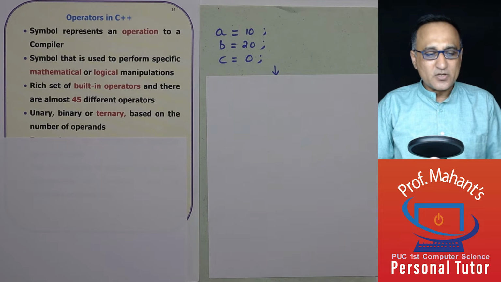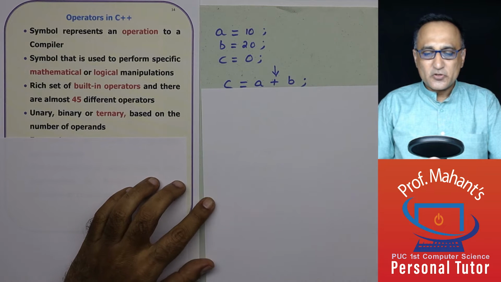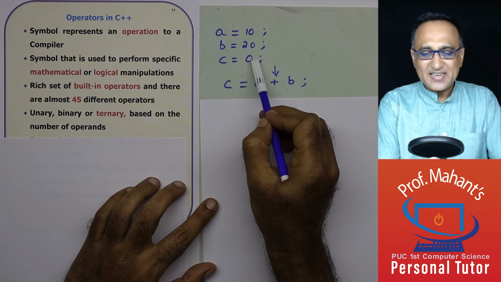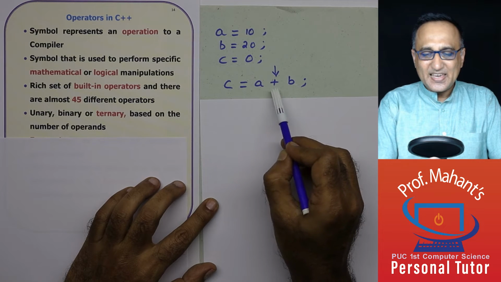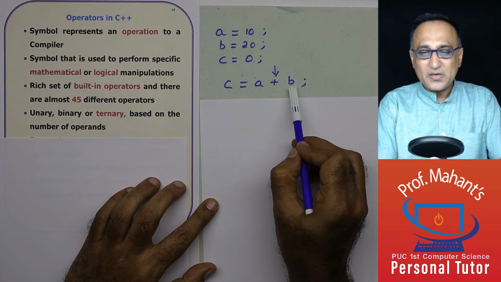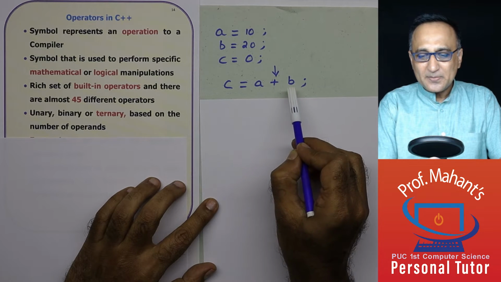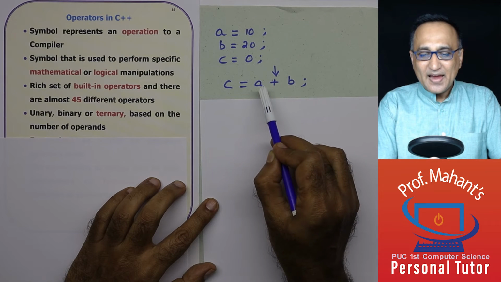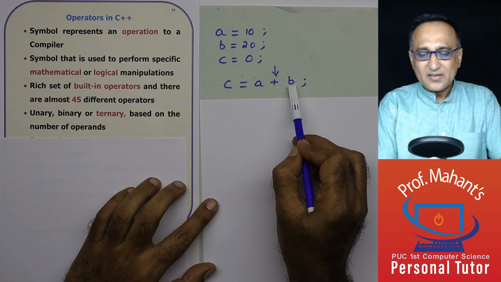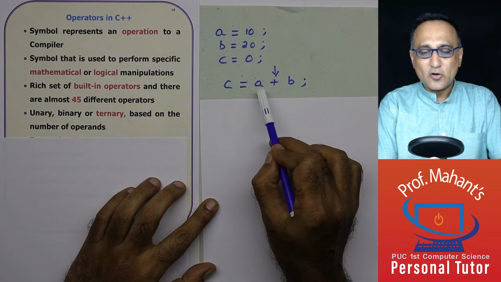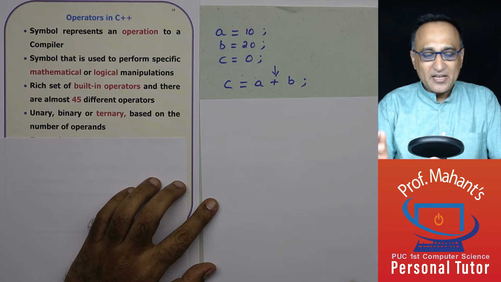Let us try to understand the meaning of the words unary, binary and ternary. Suppose I have something like this. I declare A as 10, B as 20, C as 0. And if I say C is A plus B, here plus is acting on A as well as B. A is the first operand, B is the second operand. Adding these two, the result goes into C. So since plus is acting on two operands, it is called a binary operator.